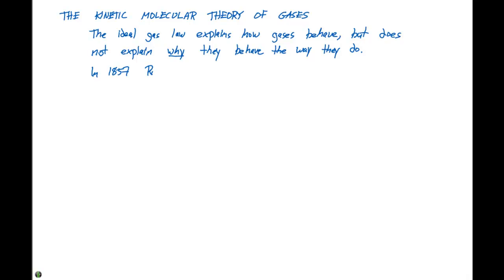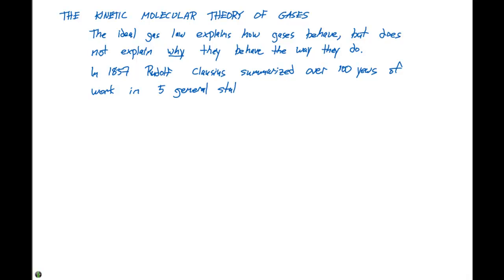So in 1857, Rudolf Clausius summarized over 100 years of work in 5 general statements known as the kinetic molecular theory. So we have to tackle 5 general statements of the kinetic molecular theory of gases.